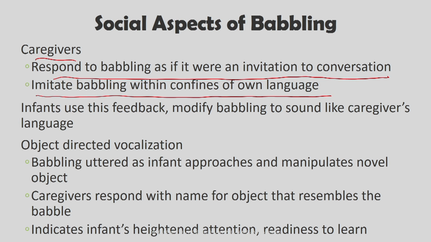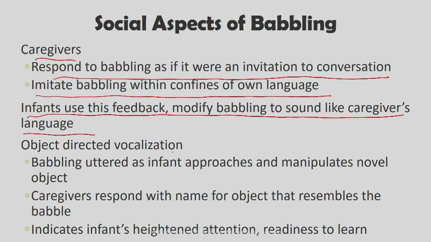So, when babies babble, parents imitate them. And the auditory feedback helps the infant to home in on the sound categories of the language it is learning. Infants use babbling to elicit responses from caregivers. So, the infants use this feedback to modify babbling sounds to be more like the caregiver's language.